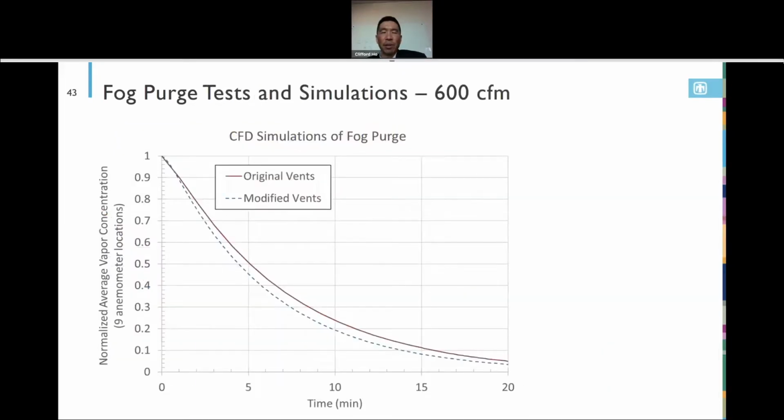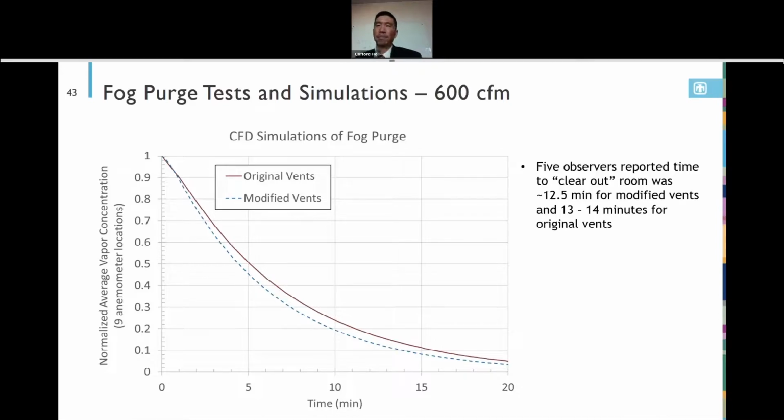So this plot here is showing the average of all those 9 locations. The solid line is the original vents, the dashed line is the modified vents. And we can see that the normalized average vapor concentration across those 9 locations was a bit lower with the modified vents. And the observers reported a time to clear out the room, when it looked to be clear, was about 12.5 minutes for the modified vents and 13 to 14 minutes for the original vents.